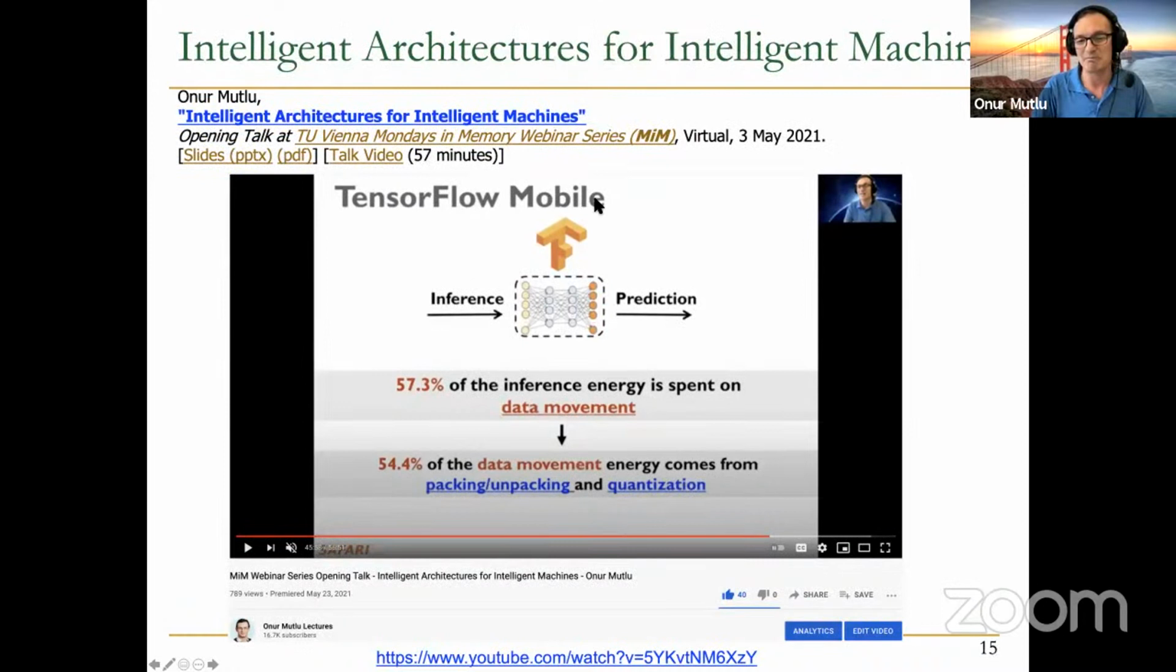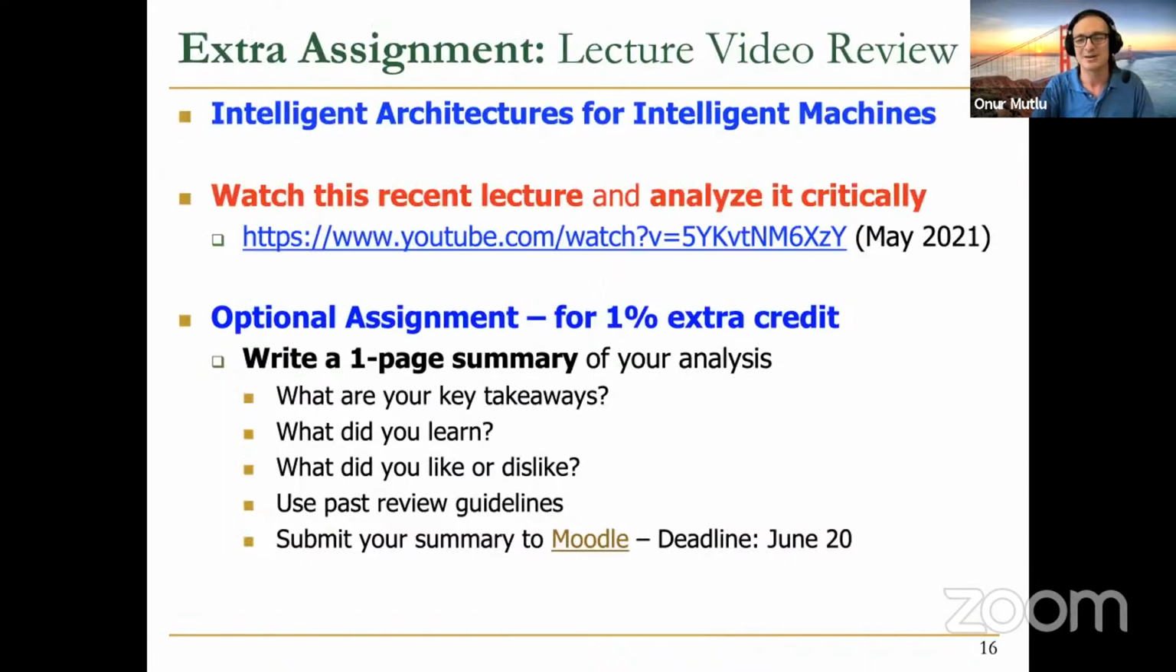Again, this is not a required assignment, it's an optional assignment, but you get 1% credit for it. And hopefully you'll learn about some cutting edge issues in processing in memory. I would recommend doing that, but you don't have to if you don't want the 1% credit. But 1% credit is nice, of course, right? Okay, so that's the optional assignment. Watch the lecture and analyze it critically.